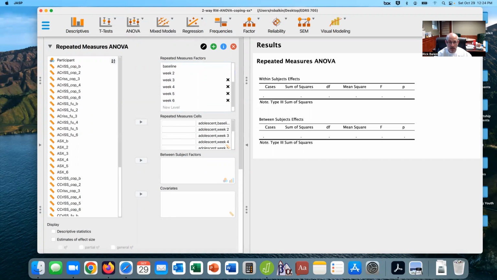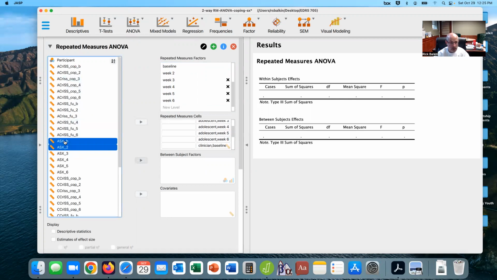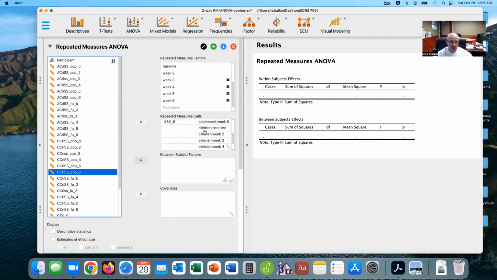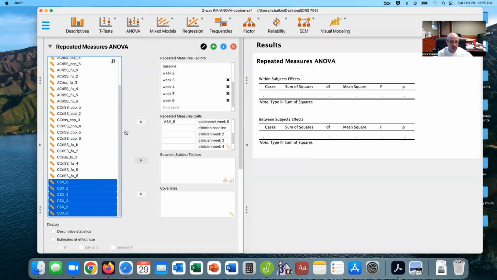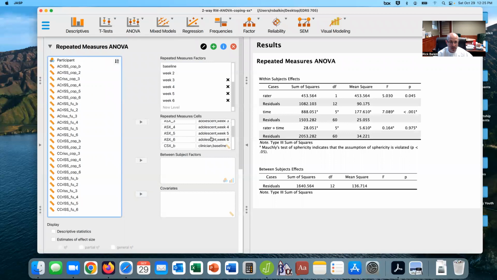There we go. And you can see right down here in JASP, I have adolescent baseline, week 2, week 3, week 4, week 5, week 6. So I can just take my adolescent symptoms here, highlight them and move them over. And then I can do the same thing for the clinician baseline through week 6, which is down here. So all my spots are filled.